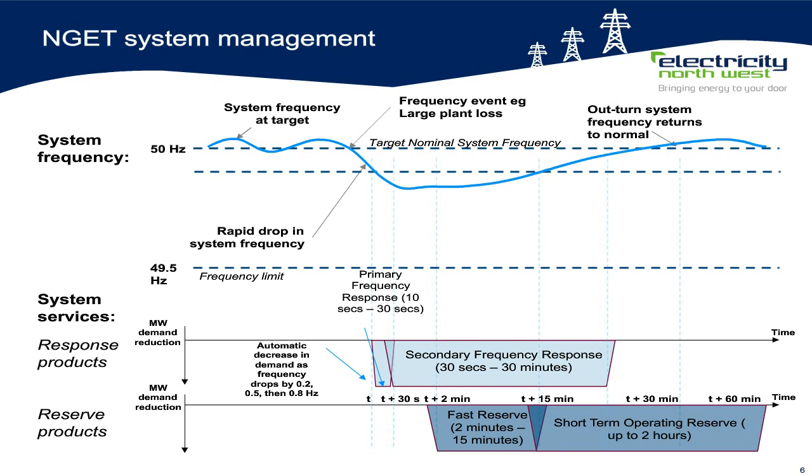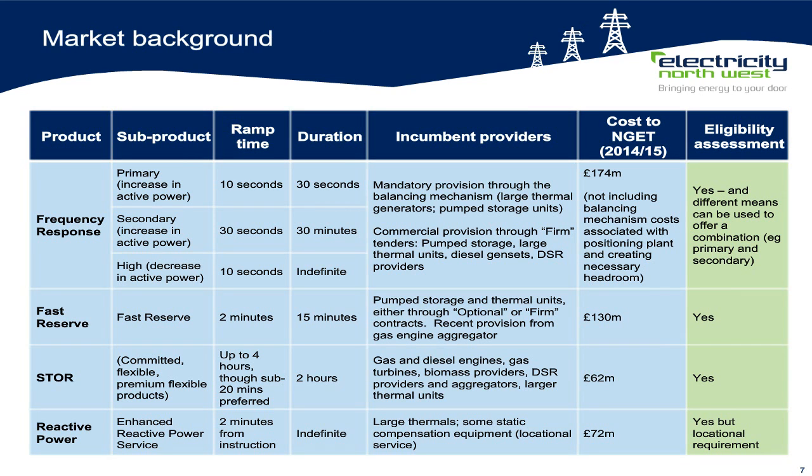So moving on to slide 7, we have these products in a bit more detail. Frequency response is split into the primary and secondary that I mentioned, but also high, which is the other direction. So if you lose some demand and the frequency tracks higher, Grid looks to procure services to turn down output, in essence. The incumbent providers of frequency response are split between what we call mandatory providers, which are generally thermal generators and pump storage generators operating in the balancing mechanism, and commercial provision through firm tenders, which are contracts procured forward. They consist of, again, pump storage and large thermal units who sell, say, a chunk of capacity at a time. More recently, diesel gensets, DSR providers, and aggregators.